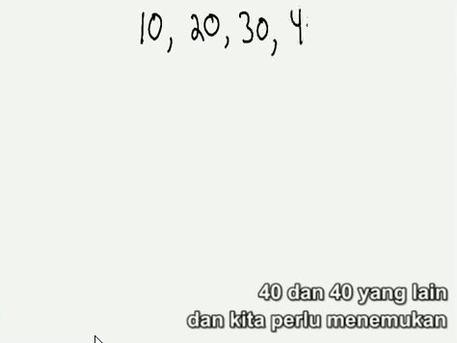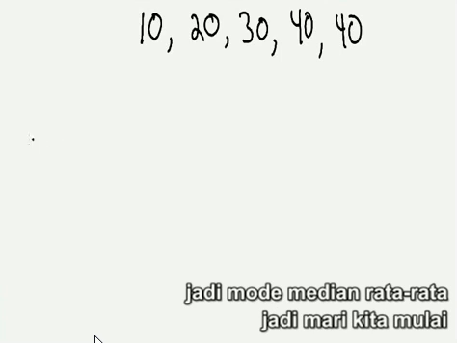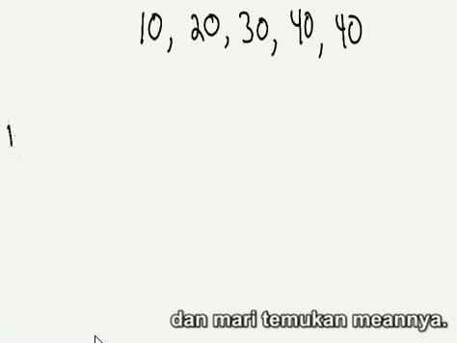Let's say we have the numbers 10, 20, 30, 40, and another 40. And we need to find the three central tendencies of this data set, so the mean, median, mode. So let's start out and let's find the mean.